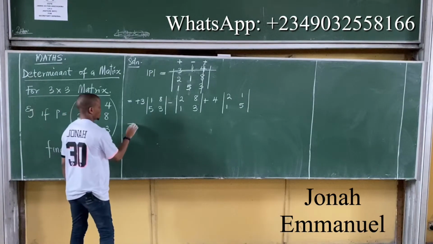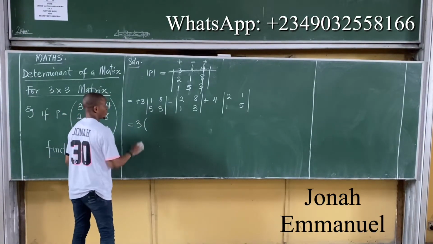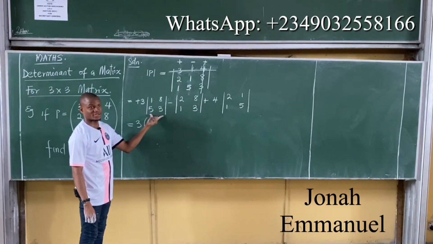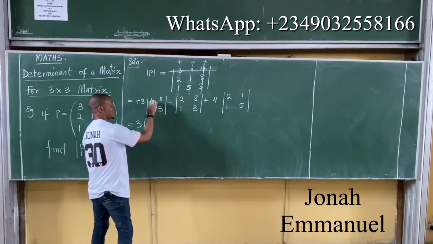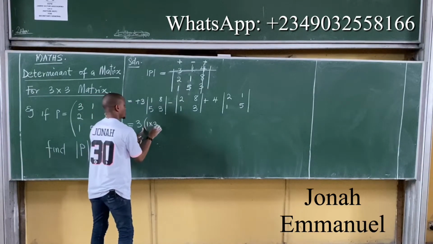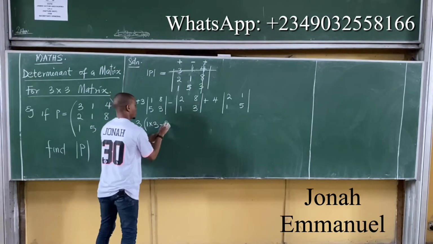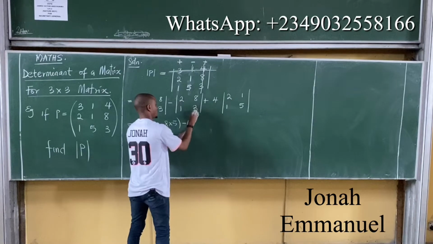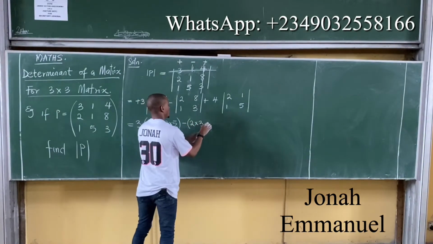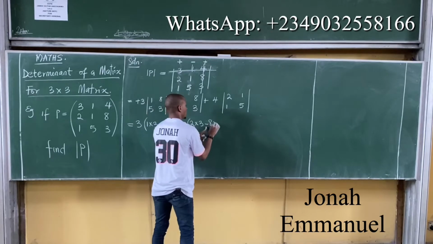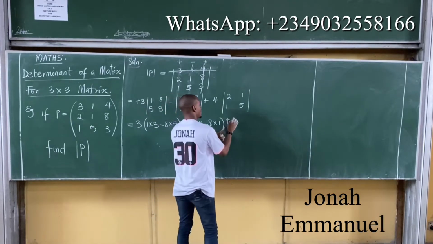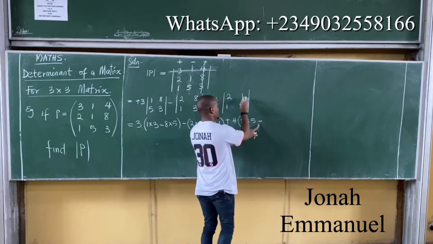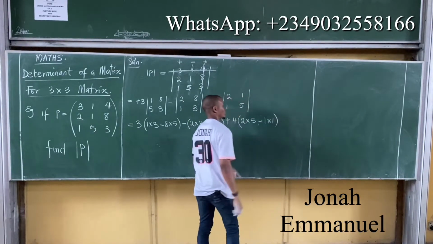So this is now equal to 3 into, of course, this should be familiar, a 2 by 2 matrix. How do you solve this? Principal first. This times this, 1 times 3, minus this times this, 8 times 5; minus 2 times 3, minus 8 times 1; plus 4 into 2 times 5, minus 1 times 4.